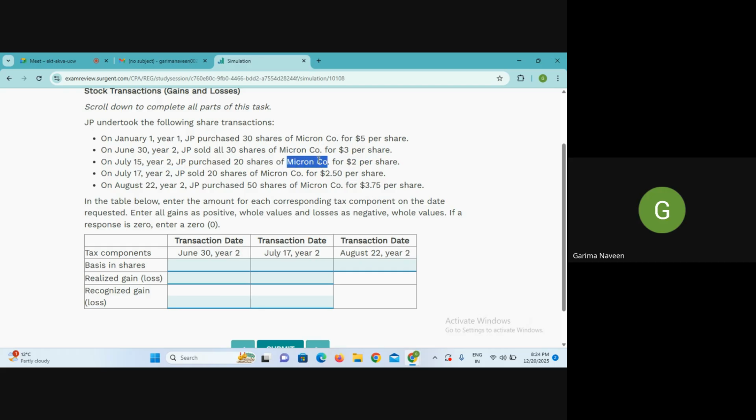Please note that they are purchasing and selling the same shares. They purchased 20 shares back for $2. Then on July 17, he sold 20 shares for $2.50. On August 22, year 2, JP purchased 50 shares of Micron Corporation for $3.75 per share. Basically, they are purchasing and selling the shares.